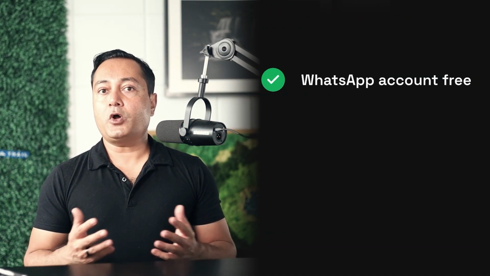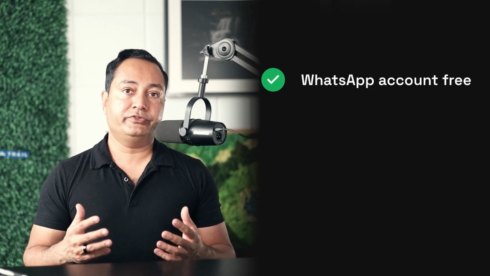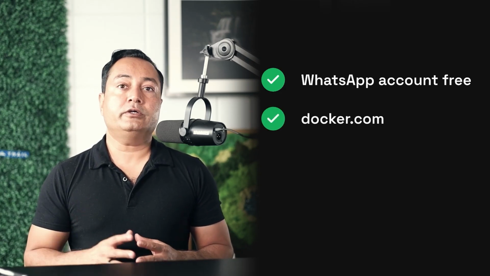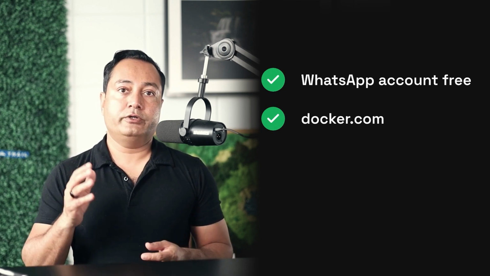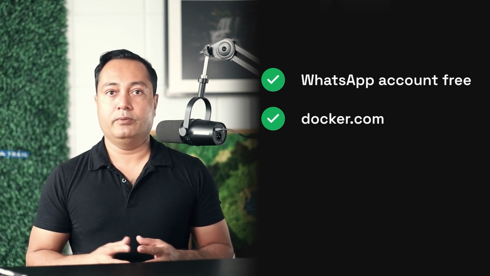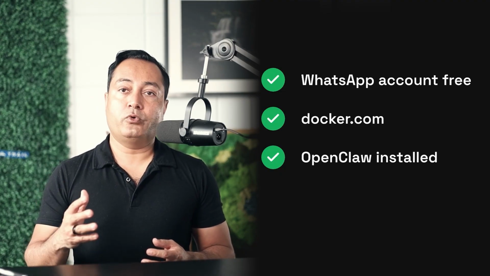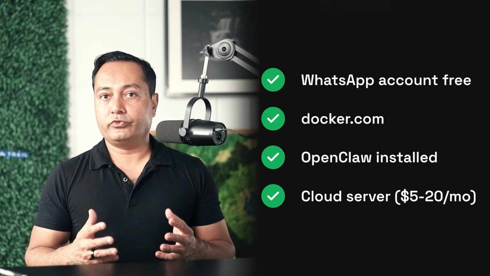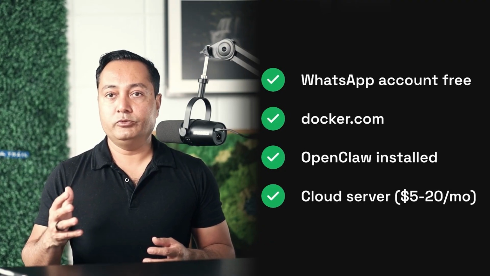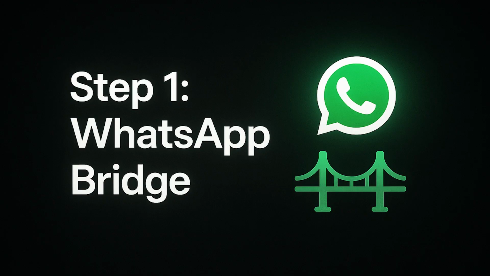Here's what you need to follow along. A WhatsApp account. You probably have one. I would recommend a separate number for this. A WhatsApp business account is free. Docker installed on your machine or a cloud server. If you don't have Docker, docker.com, download, install. An OpenClaw instance, or any agent orchestrator that supports webhooks. And a cloud server. If you want this running 24/7, DigitalOcean, AWS, whatever you prefer. $5 to $20 a month. Let's start with the bridge.